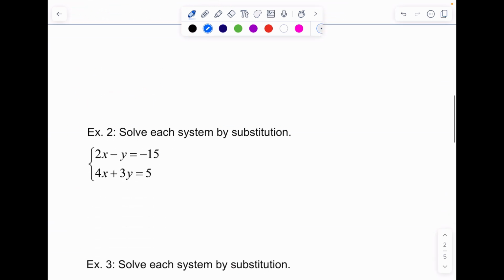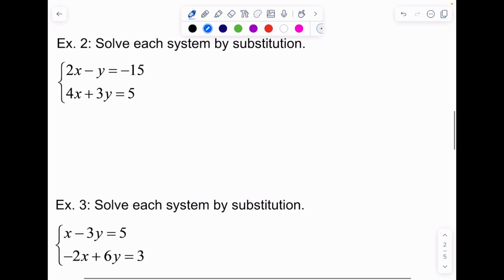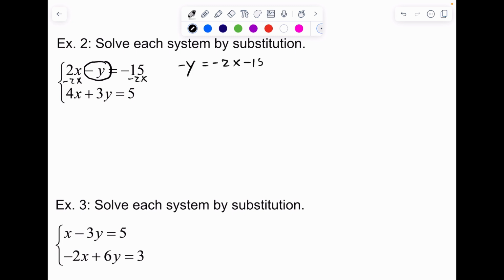Next, let's go ahead and solve the system by substitution. I'm going to scan both equations, and I'm going to notice that this y will be the easiest to solve for, and I'm going to start by subtracting 2x from both sides. So we've got negative y equals negative 2x minus 15. I'm going to get rid of that multiplication by negative 1 by dividing both sides by negative 1. Remember that that means you want to divide that negative 1 into everything on the opposite side.